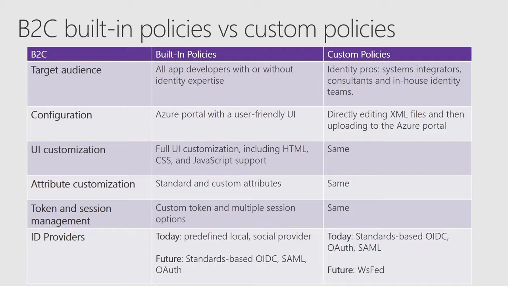The other thing you could do is the attribute or claims customization that we have when you're getting a token. You have various session options that are available through both custom policies and built-in policies. And you can use a limited number of identity providers through built-in right now, such as Facebook, Google, and Microsoft. But in the future, we're going to give you the access to add any custom OIDC, SAML, or OAuth provider.